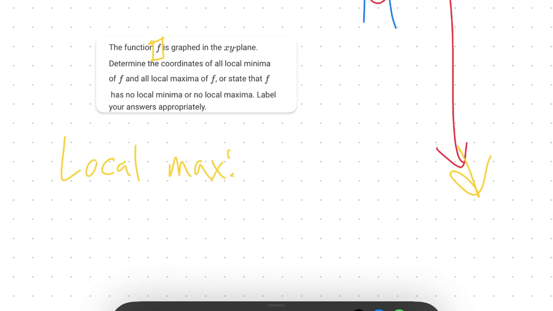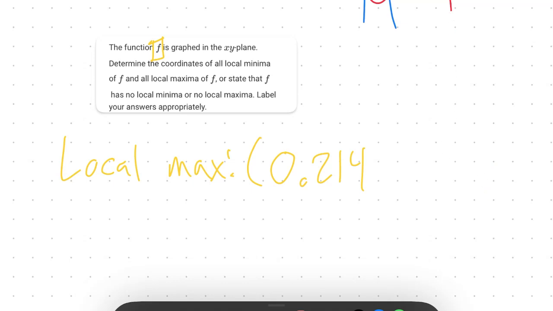Say local maximum 0.214. Again, 3 decimal places. Okay? No less. You can do more if you want, but definitely no less than that. Negative 41. No.